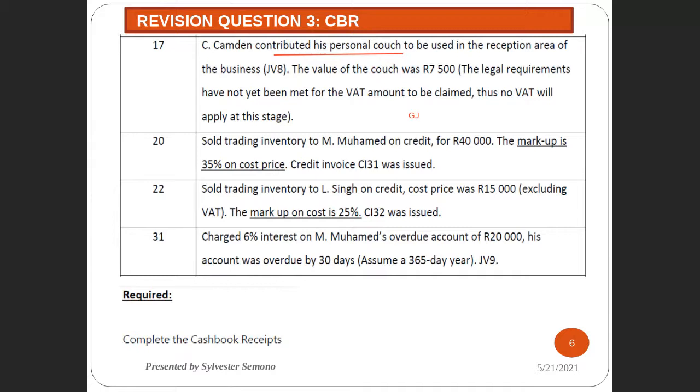Perfect. What about the 20th? Tell me where to go on the 20th. I hope everyone understands so far. What about the 22nd? Tell me where to go.